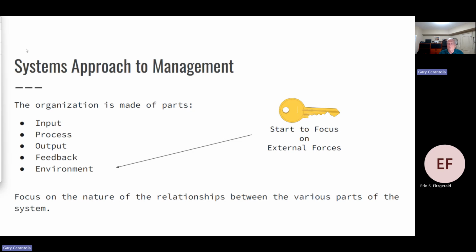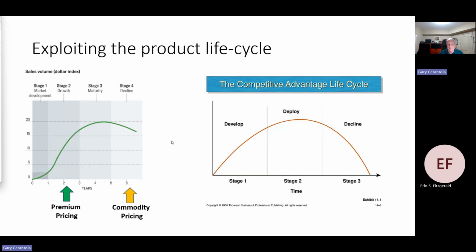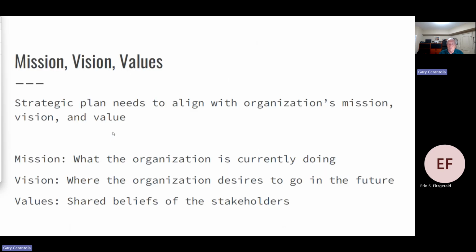All right. So, here's a golden key. The organization is made of parts: input, process, output, feedback, environment. You start to focus on external forces. That's where you start. All right. And you understand where that is and how that is in the cycle itself of develop, deploy, decline. And I'm not going to talk about this too much, but the starting point is, where are we now? And that's the key. How did we get here so far? Where are we going? Knowing that really is the starting point.